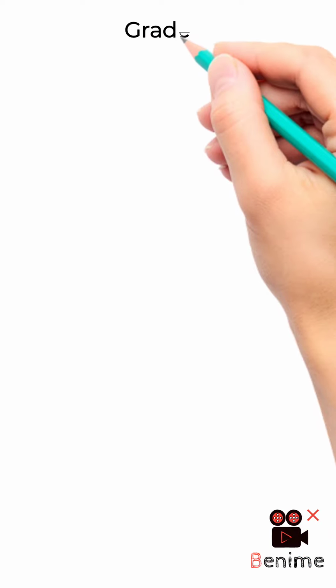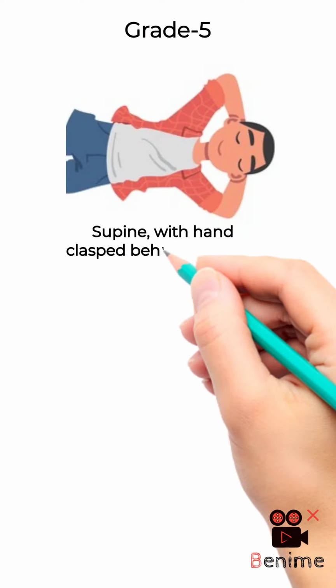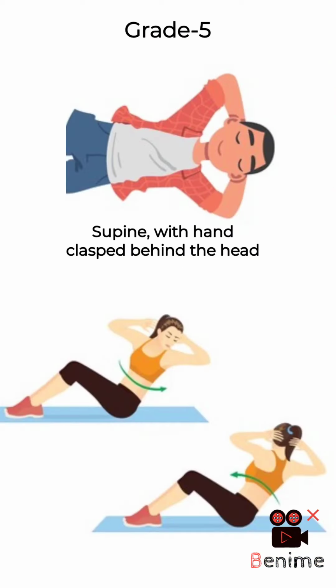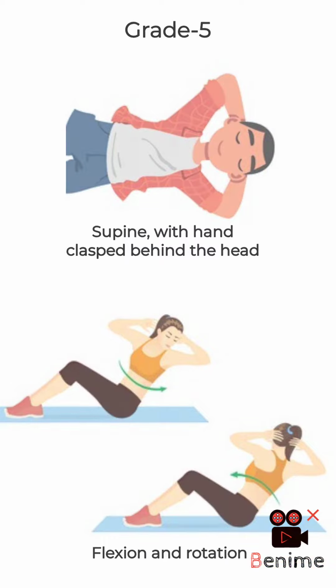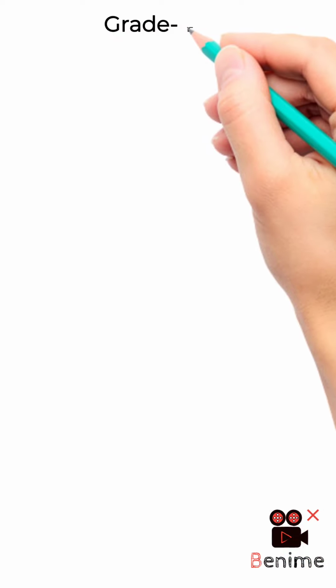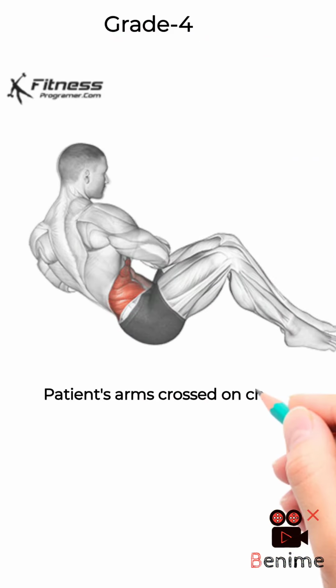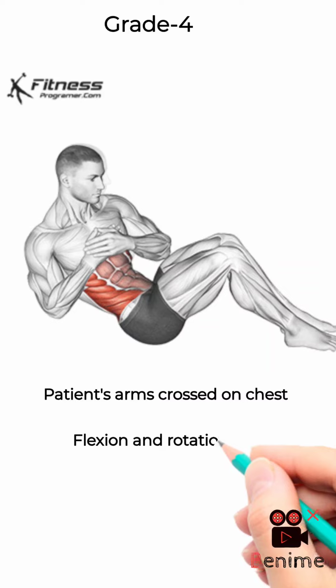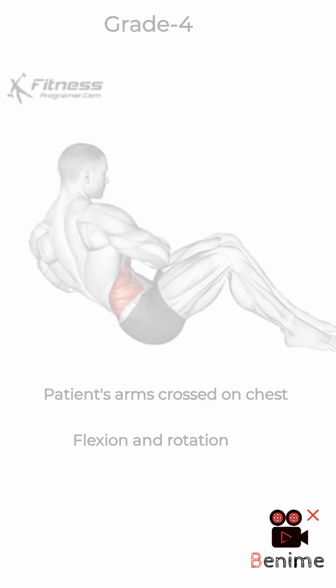To check grade 5, the patient is positioned supine with the hands clasped behind the head. Ask the patient to flex the trunk and rotate to one side. Note that the shoulders are not shrugged. To check grade 4, the patient lies supine with hands crossed on the chest. Then ask the patient to flex and rotate the trunk.